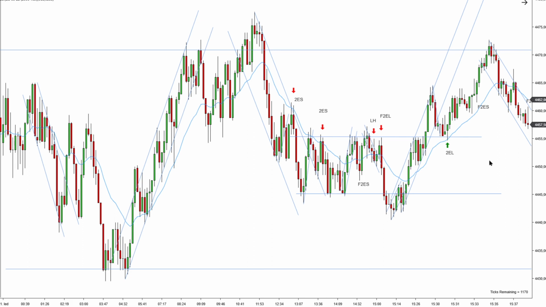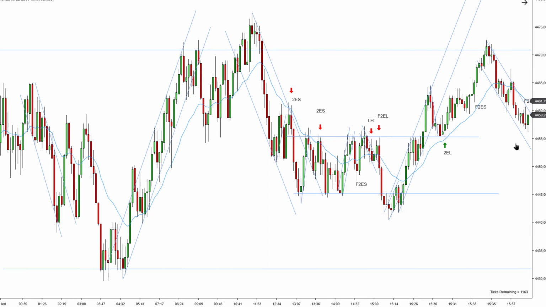Now, this trading range started to get a little bit big, so there are trends within the trading range. So we're going to talk about it. So now we have a new high, first entry long, pullback, second entry long, failure.